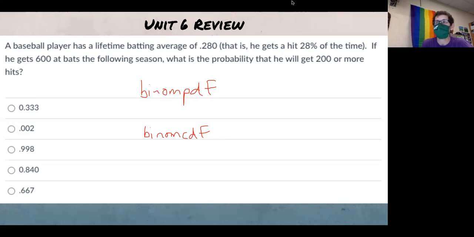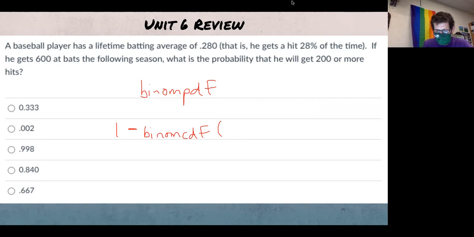And then if it's 0 to 199, and we take the complement of that, then we're looking at the probability of getting 200 hits. So I'm going to do 1 minus the binomial CDF probability of, and this is where if you go into your binomial CDF interface on the calculator, you're going to see your options.